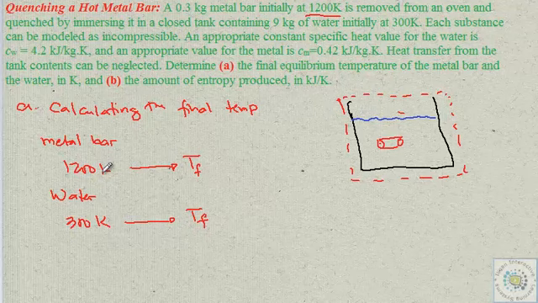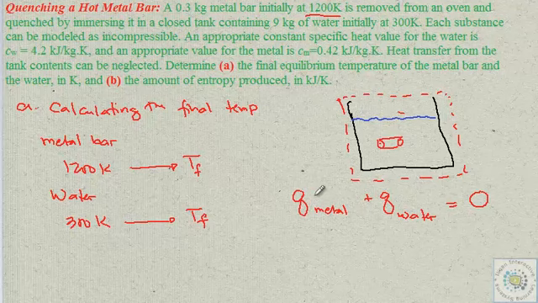As you can see, the metal releases heat and the water absorbs heat. To compute the amount of heat released and absorbed, Q metal plus Q water will be equal to zero. Why? Because there is no heat entering or leaving this whole system. This is an insulated system, no heat leaks in or out, so the total heat exchange will be zero.